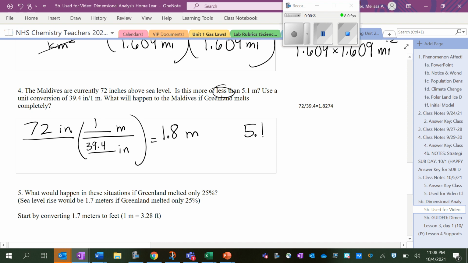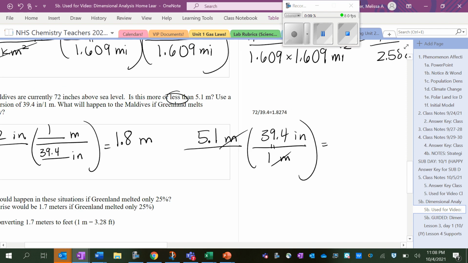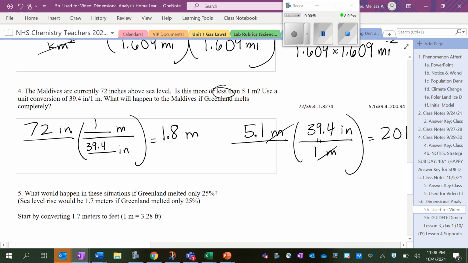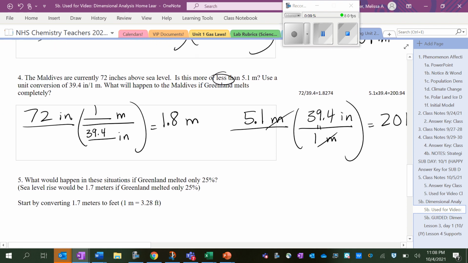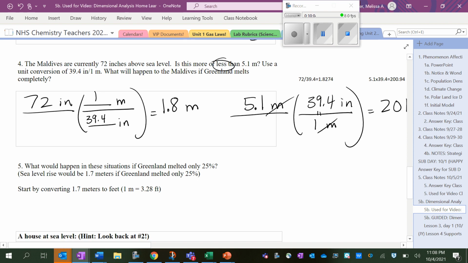Another way I could have explored this, I could have done 5.1 meters, and I could have switched this. So 1 meter is equal to 39.4 inches. And meters are going to cancel out here. I would have done 5.1 times 39.4. So that is, I'm going to round for now. We're talking about significant digits pretty soon. 201 inches.